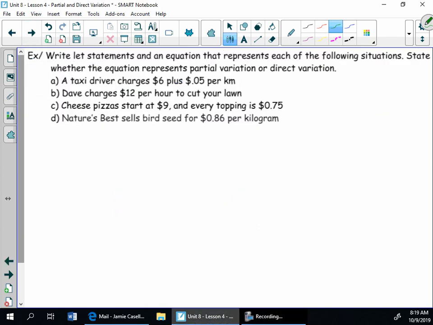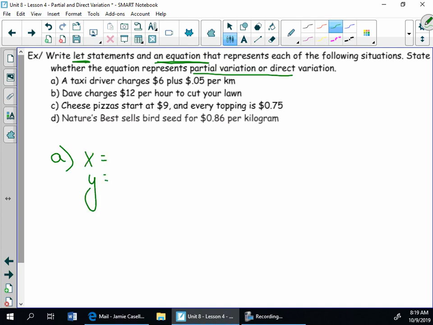Okay, so let's take a look at some examples here. So all we're going to do in these questions is set them up. Write some lat statements. That's what your x and y stands for. Make an equation, and then tell me if it's partial or direct, which you can tell from the equation in their format. So let's try the first one.